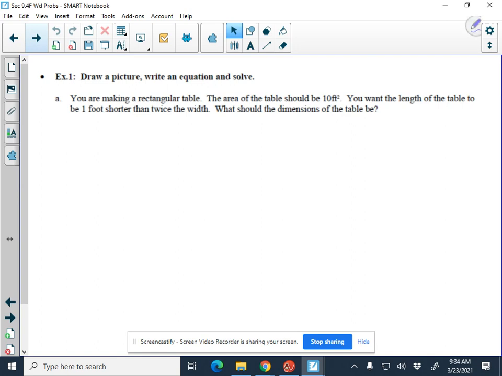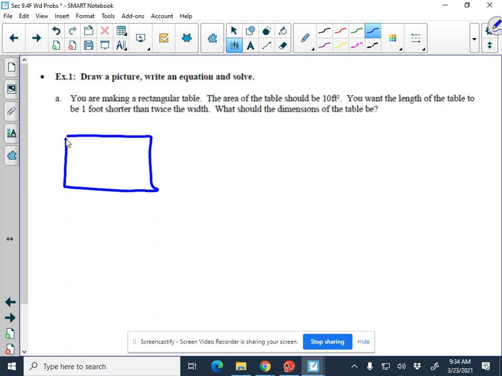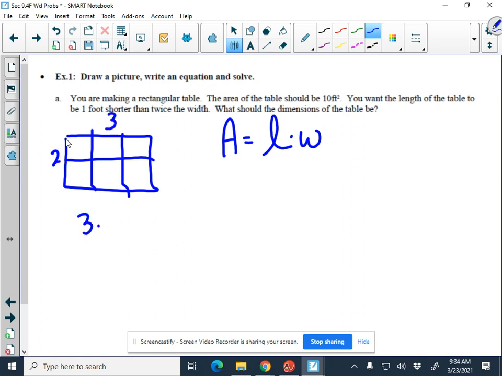All right. You're making a rectangular table. So some of these, maybe it helps to draw. The area of the table. Now, if you remember with a rectangle, you should have done this before somewhere in a math class. Area equals length times width. You take the length times the width to get the area, right? So for example, if I had this and it was 3 wide by 2, 3 times 2, length times width is 6. There's 6 little squares in there, right? 6 little squares.